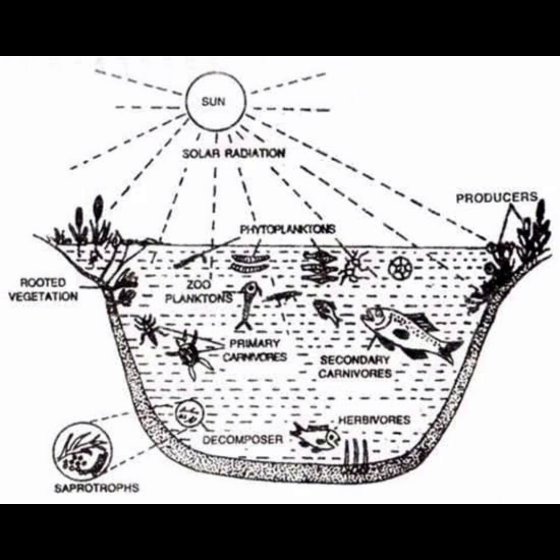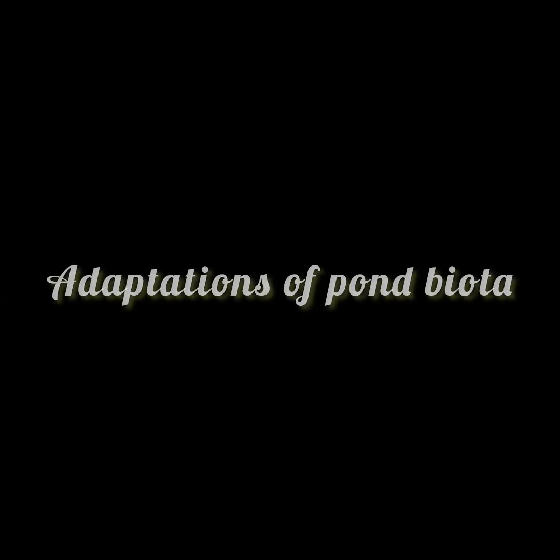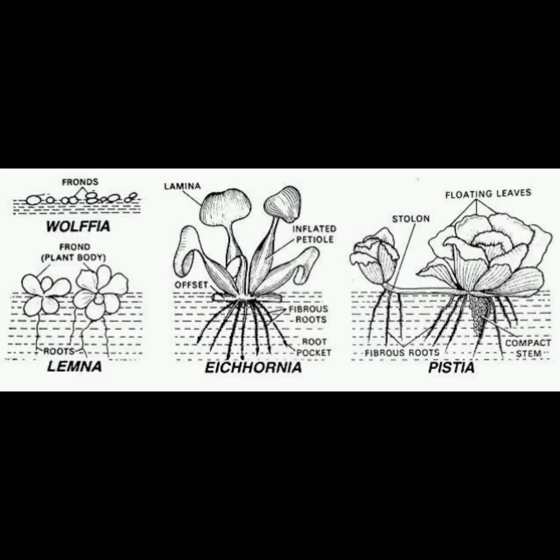So the biotic components of a pond ecosystem consist of producers, consumers and decomposers. These are the three types of biotic components of a pond ecosystem. Now we'll discuss the adaptations of the pond biota. Generally, in a pond ecosystem, the plants and animals are highly adapted for a life in stagnant freshwater habitat. So what are the common adaptations?